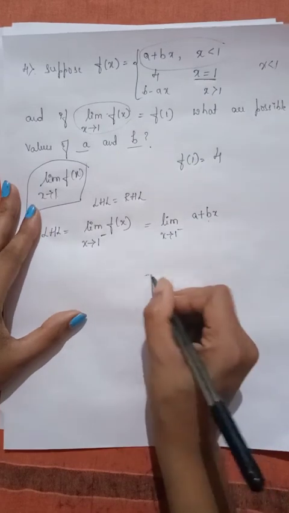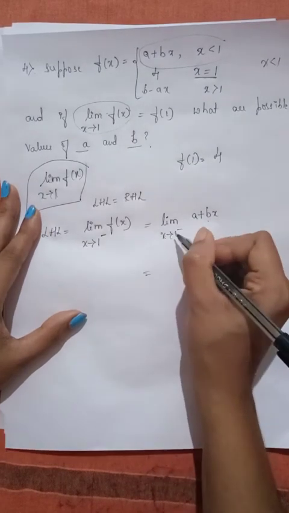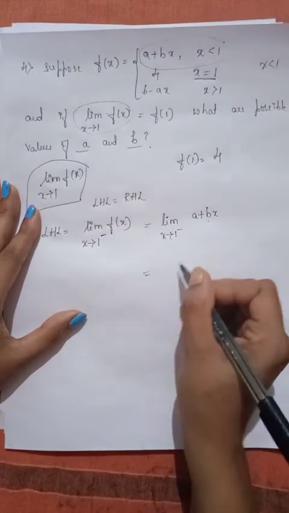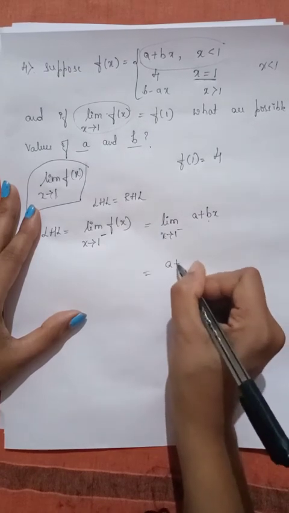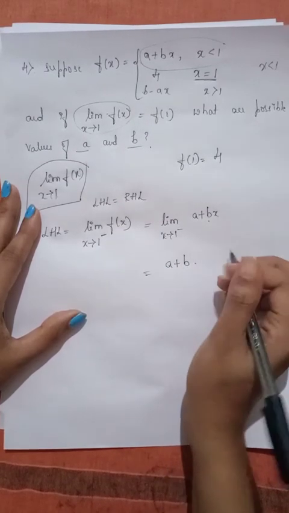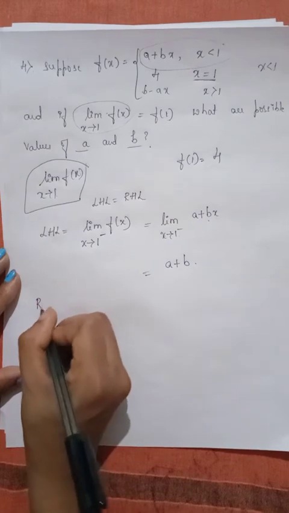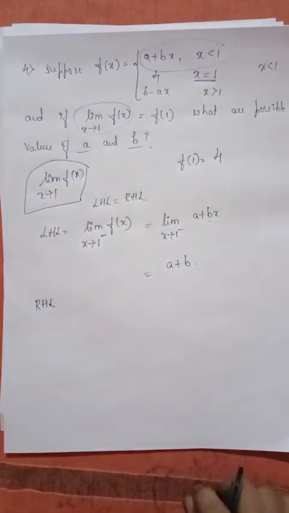So substitute that. Now what do you have to do? You have to find the limit. How will you find the limit? Wherever you have x, replace it by 1. So it is a plus b. Similarly, you find the right hand limit.